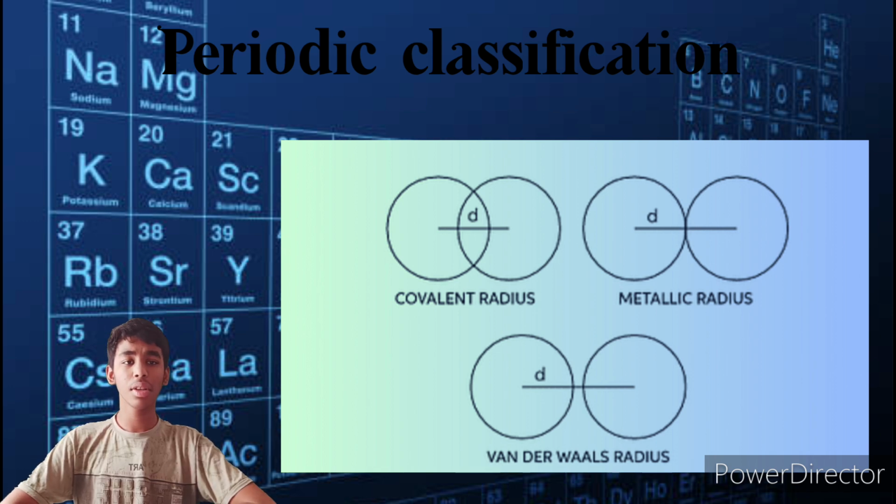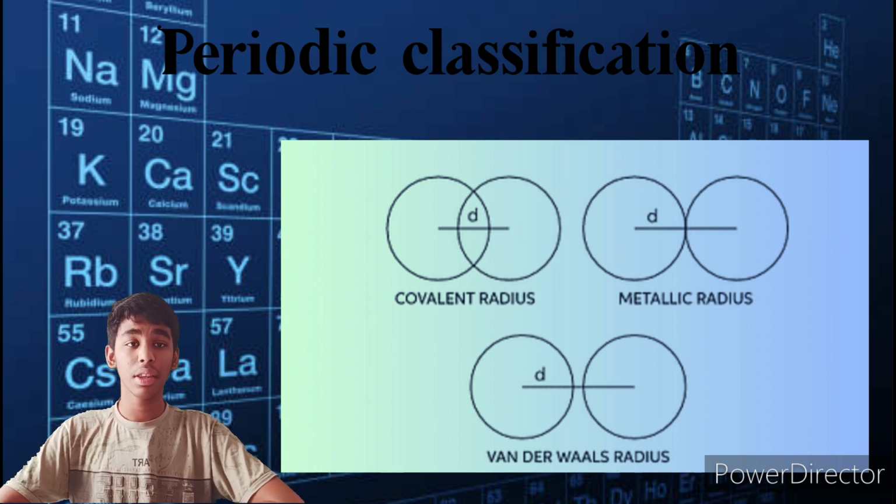Now there is also the van der Waals radius. The van der Waals radius is the radius between two molecules of an element, and we measure the atomic radius of inert gas elements with this van der Waals radius because they don't combine with themselves.